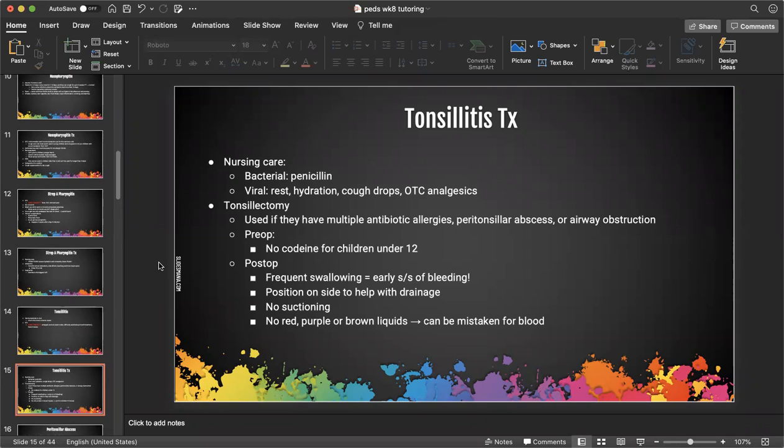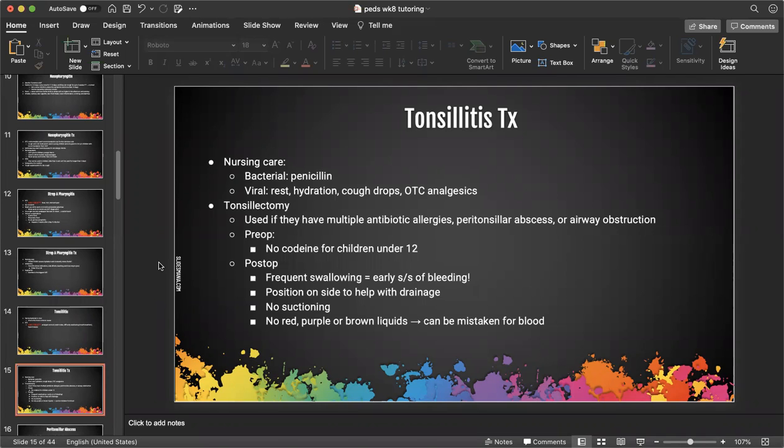They can also have a tonsillectomy. It's used if they have multiple antibiotic allergies, peritonsillar abscess, which we're going to get into next, or an airway obstruction. So for pre-op, no coding for children under 12. So no coding can be given for any children that are under the age of 12.